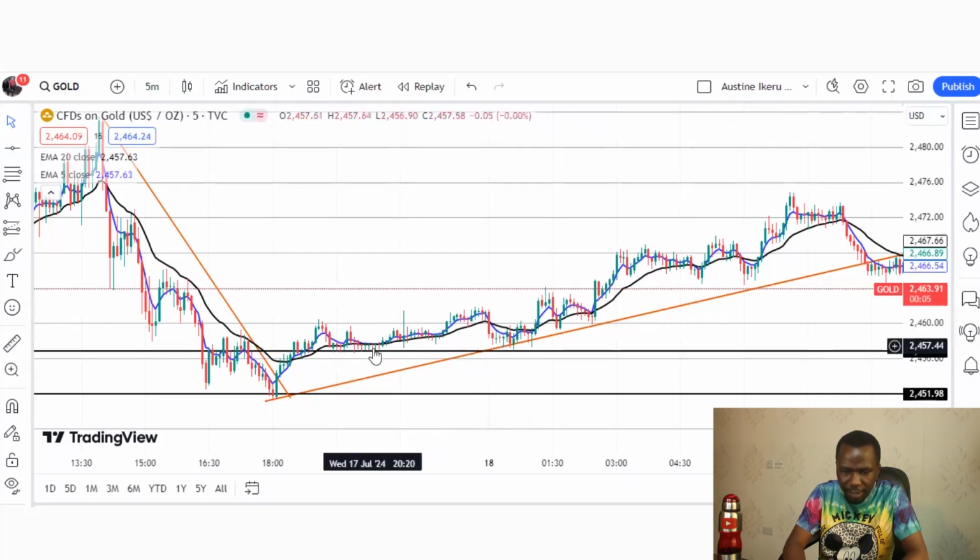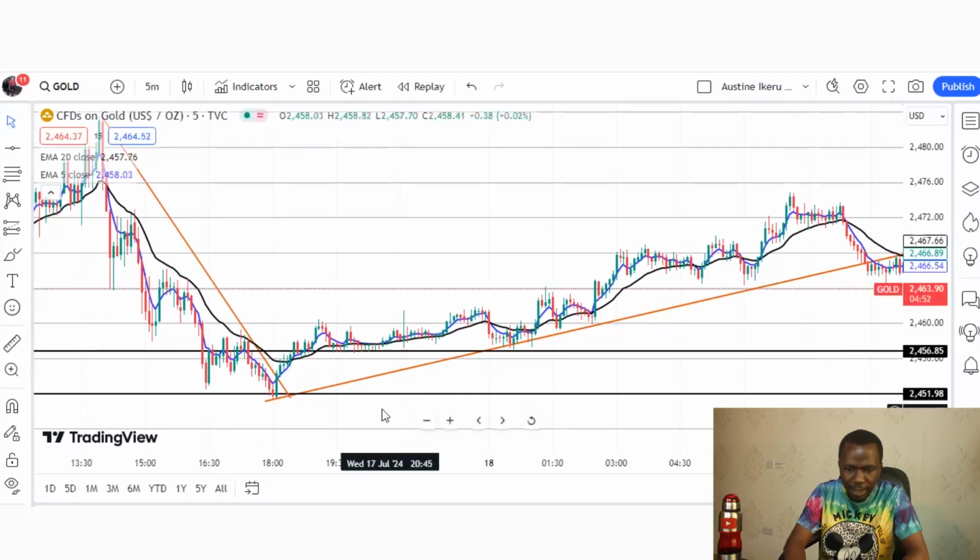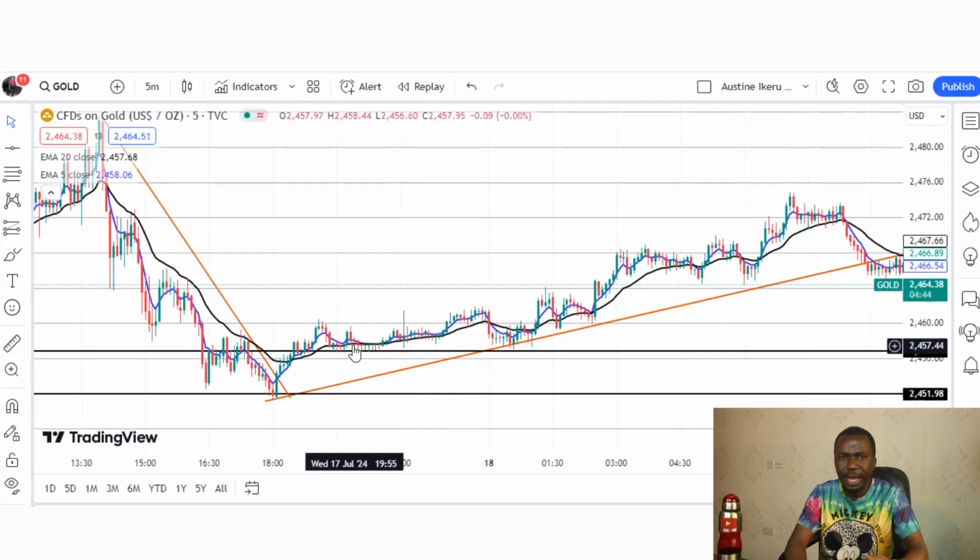As we take our buy trade here, our stop loss will be below this support level, right? That will be our stop loss. Now that we have placed our stop loss below this support level, and this is our entry, we're going to target 20 pips or 30 pips as our take profit as usual.